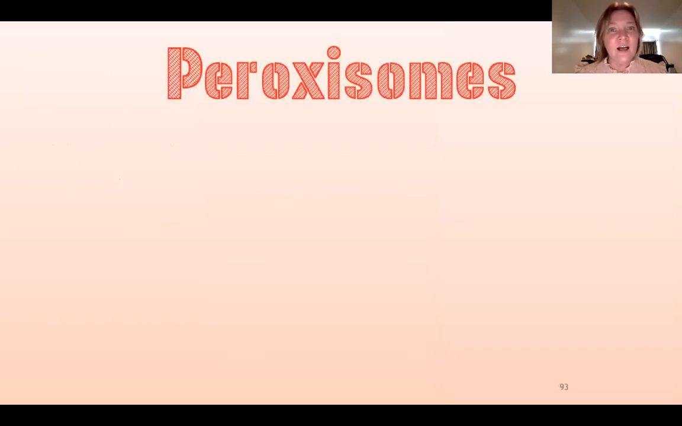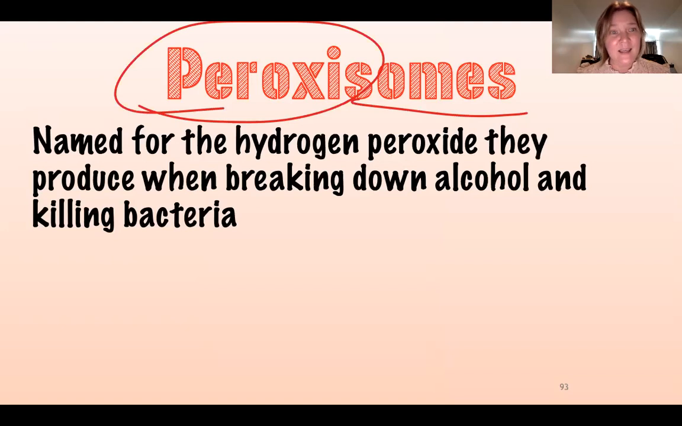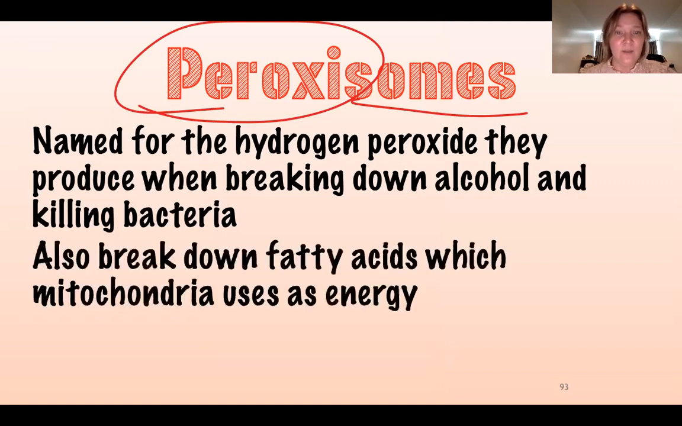Another kind of vesicle is peroxisome. Again, "some" means vesicle. In this example, "peroxy" is named for the hydrogen peroxide that these vesicles produce when they break down alcohol and they kill bacteria.